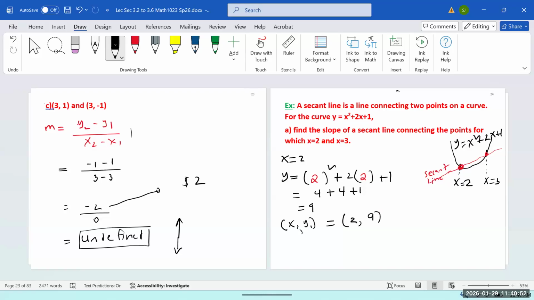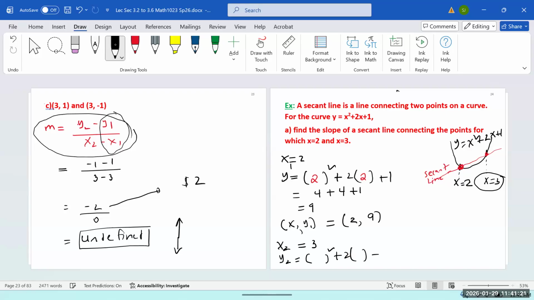So remember, this is our slope formula. We found one of these points, x1, y1. What do we need next? y2 for our x2. Let's say our x2 is 3 because they already gave us another x value. So our y2 will be 3 squared plus 2 times 3 plus 1.